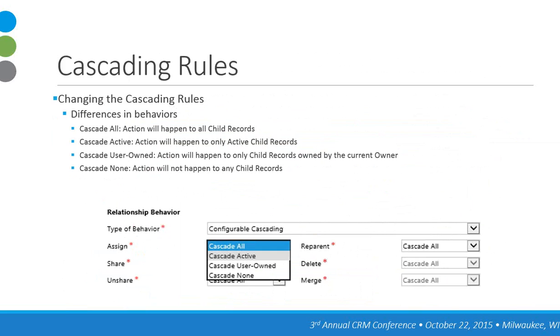Now, the different behaviors that you can assign to each one of these is that you can have cascade all, which means the action that is done will happen to all the child records. So in the example for assign, if it was set to cascade all, child records will also get reassigned. Cascade active means that it will only happen to active child records, so non-completed activities in our example. Or user-owned means it will only happen to child records owned by the current owner. And then none means that will not cascade at all down to any of the child records in this relationship.